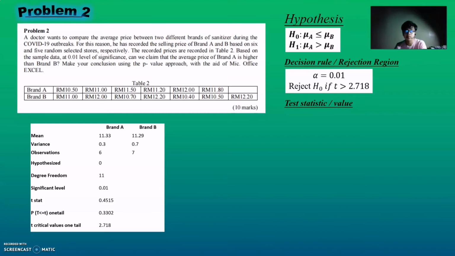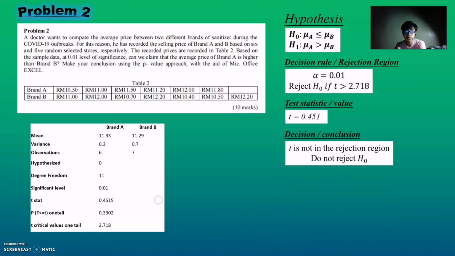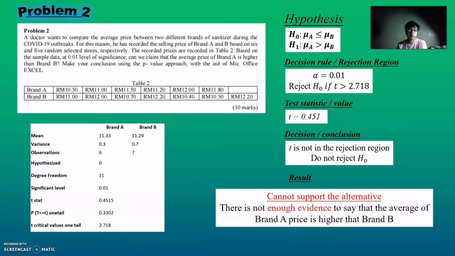The next step is the test statistic or the test value. As you can see from the table, the value came out as 0.4515. So now we can make our decision, which is that T is not in the rejection region, so we do not reject H null. As for the result, we cannot support the alternative because there is not enough evidence to say that the average price of brand A is higher than brand B. Thank you.